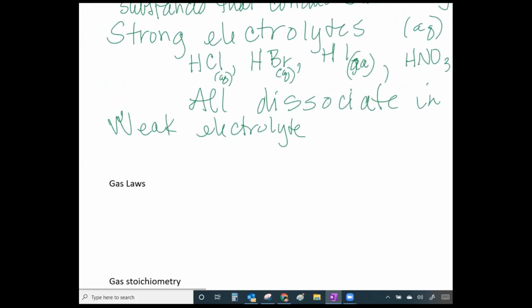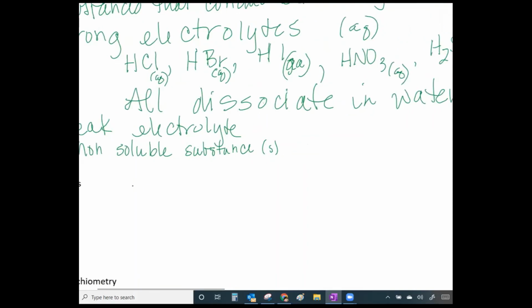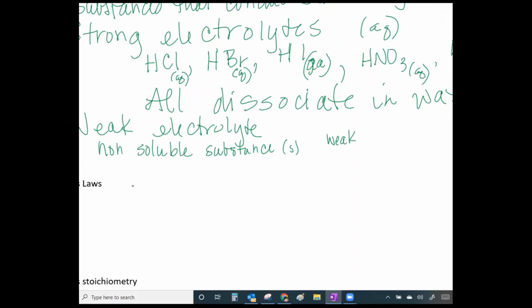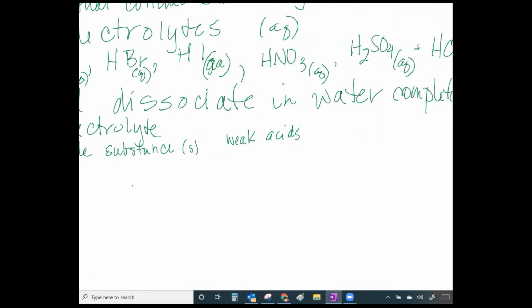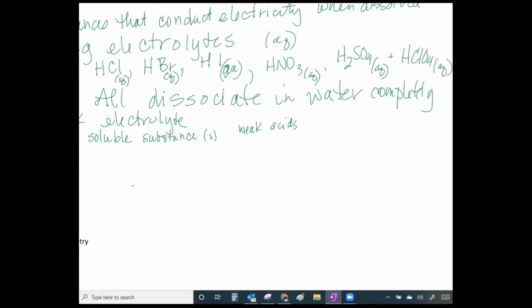Any substance that will precipitate, so a non-soluble substance, everything that's ionic will dissolve a little bit. But something that is written as S would be a weak electrolyte. There'll be a few ions in there, but the majority of them will be sitting at the bottom of the solution as a solid. And then weak acids.